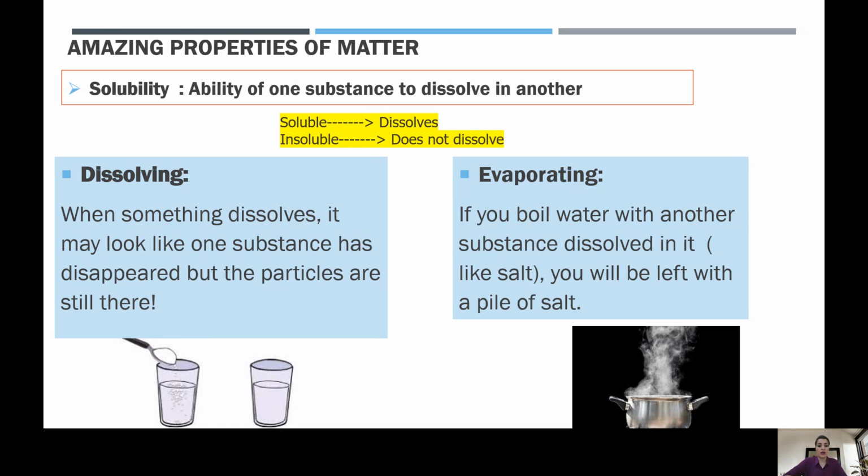When we are dissolving a substance in another substance, if it has the ability to disappear, this means the substance has the ability of dissolving. This means it's soluble and it has the physical property which is solubility. Another thing you need to remember: if you boil the water, you will be able to get back the dissolved substance, like salt in water. Okay, I hope this is clear about solubility.